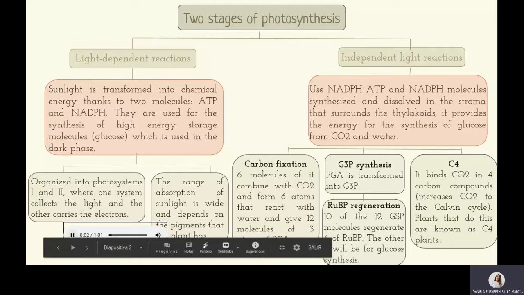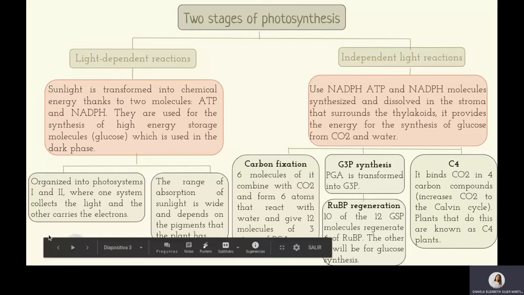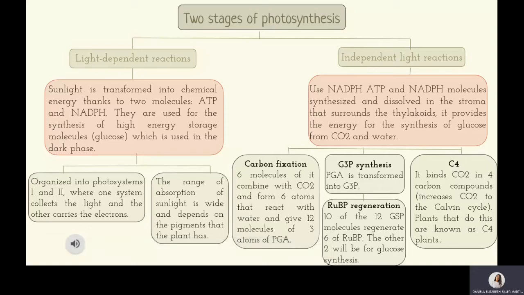Next, we have the light-independent reactions, which use NADPH and ATP molecules synthesized and dissolved in the stroma that surrounds the thylakoids. It provides the energy for the synthesis of glucose from CO2 and water. Next, we have the 4 stages of the Calvin cycle.